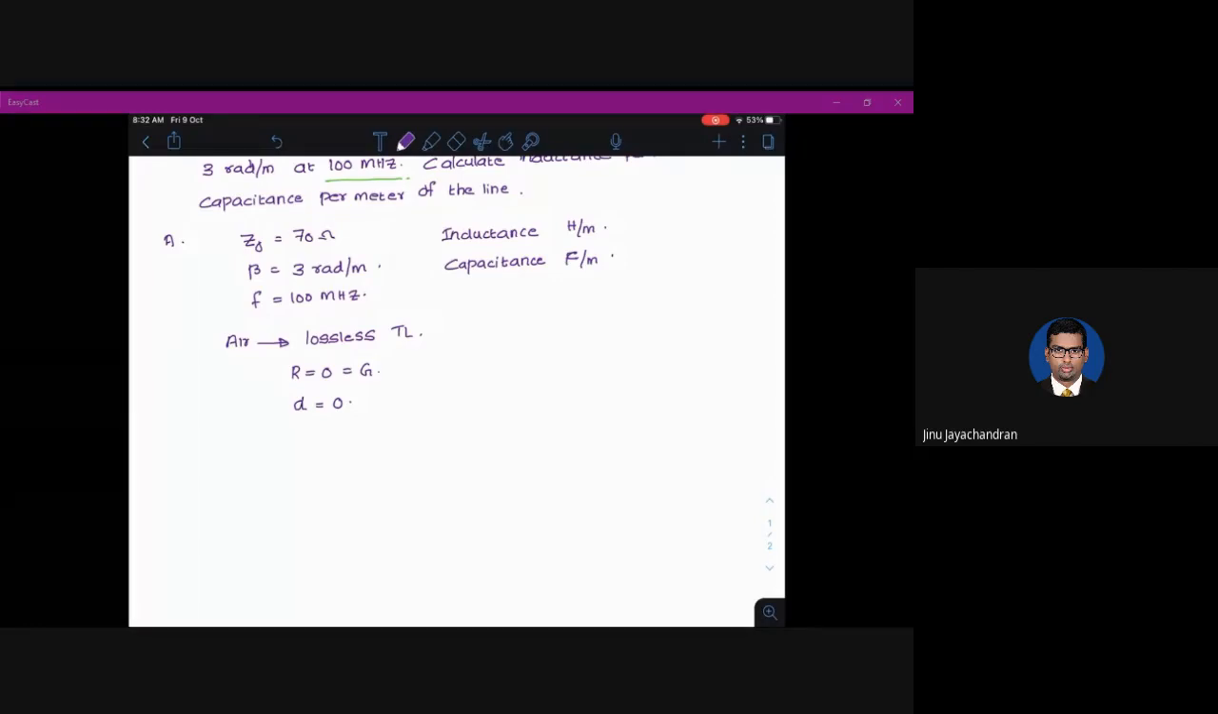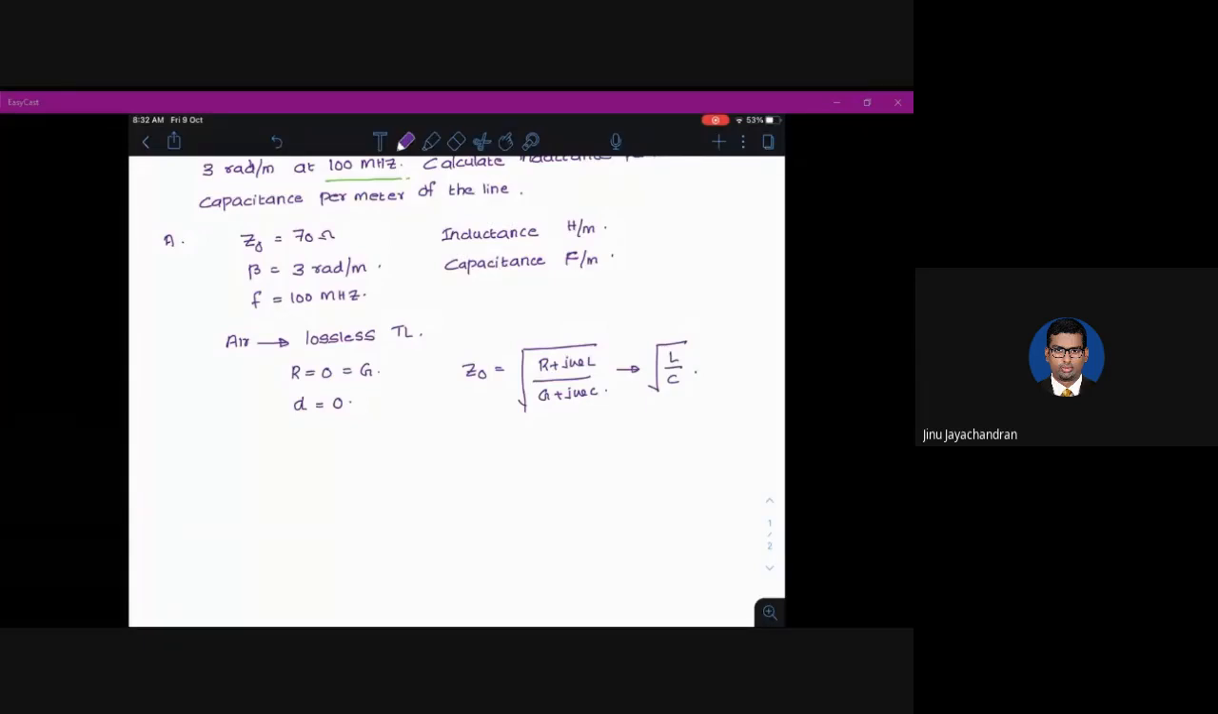The actual expression for Z0 is root over (R plus j omega L) by (G plus j omega C). When R and G are 0, we know that this will be root over L by C, because this is a lossless transmission line.